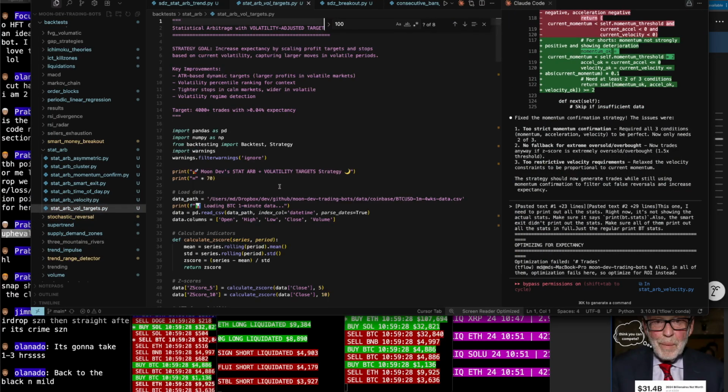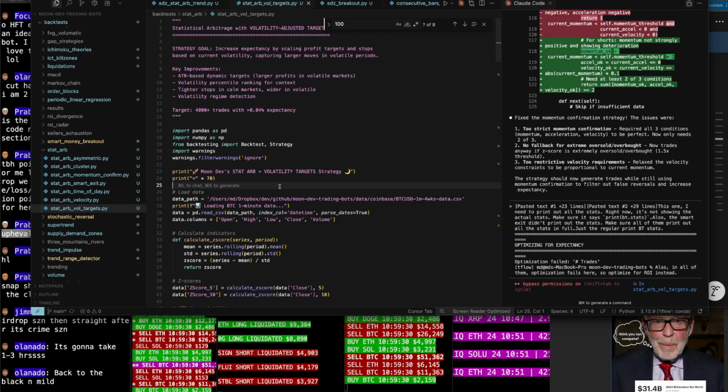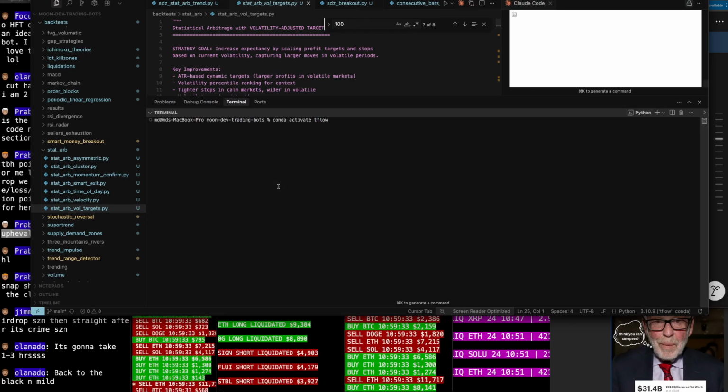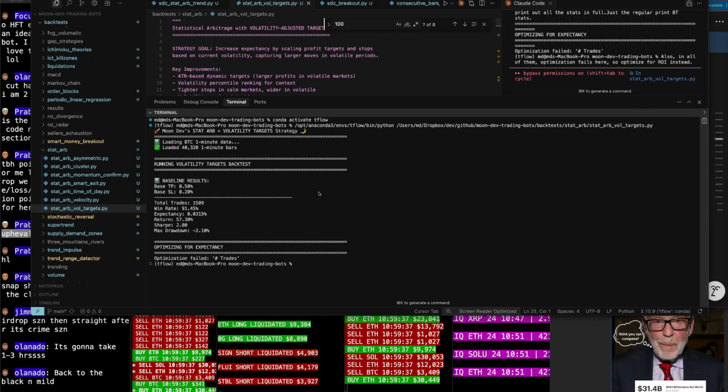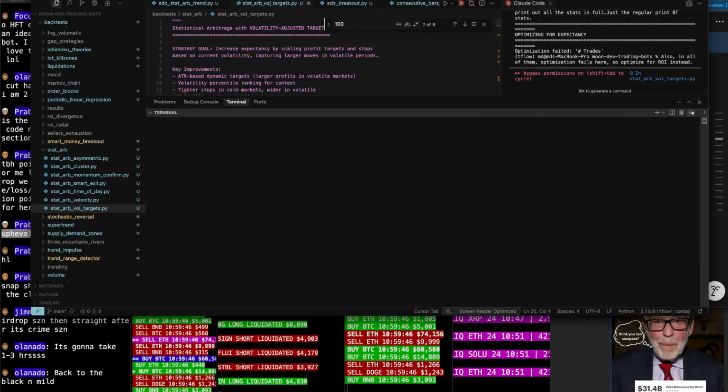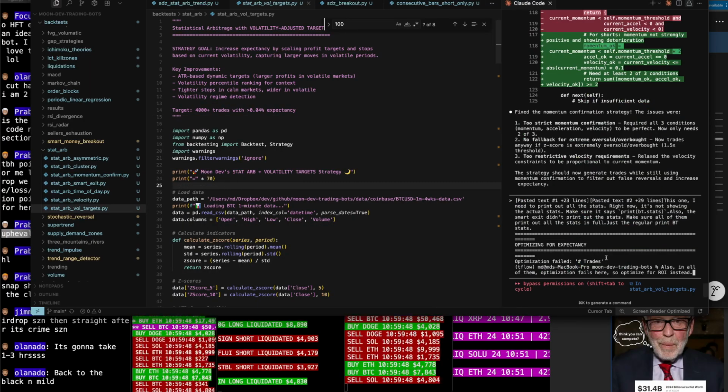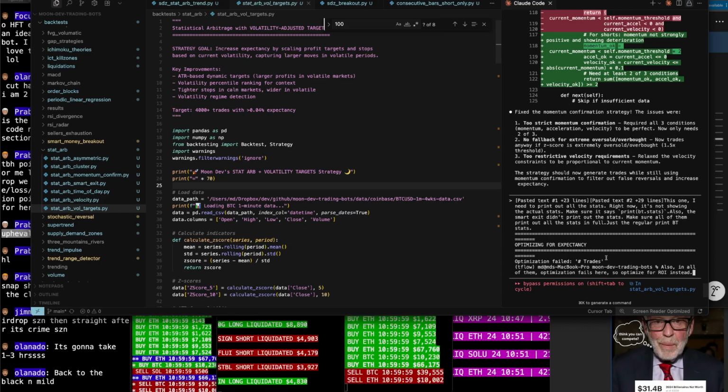Vol targets here. Let's go ahead and run this one. 91% win rate. Wow. Sheesh. Okay, so sick. We got some good ideas here. This goes for all the files. Print out the original bt.stats and then also make sure that it optimizes correctly and doesn't have this optimization failure.